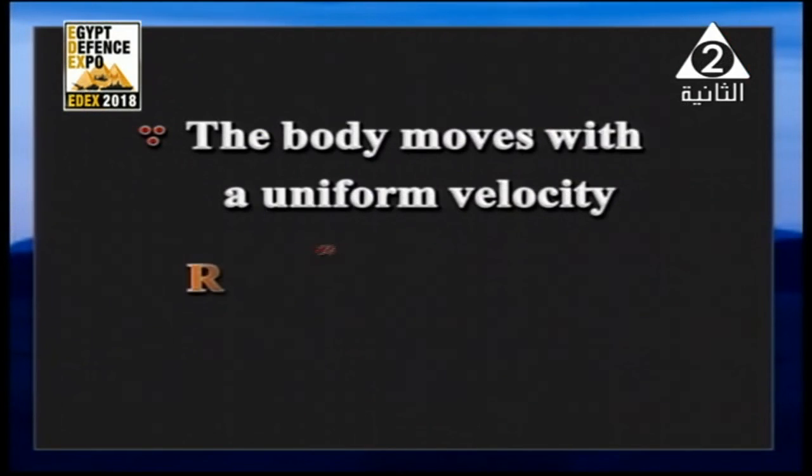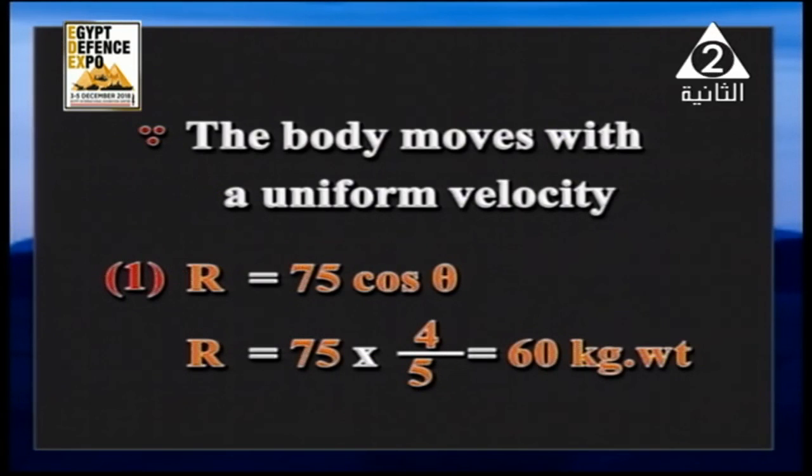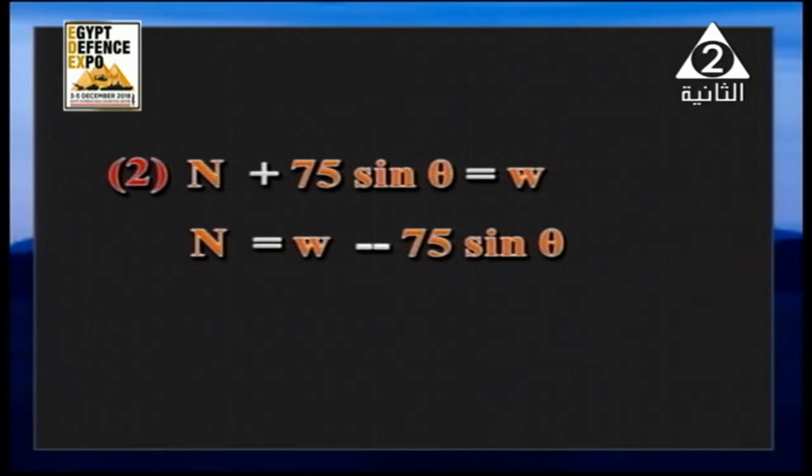The body moves with uniform velocity. What do you mean? R equals 75 cosine theta. Therefore, from the given, tan theta equals 3 over 4, therefore cosine theta equals 4 over 5. Find R. R, the resistance, equals 75 cosine theta equals 75 times 4 over 5 equals 60 kilogram weight. N plus 75 sine theta equals W. The second equation of the motion is N plus 75 sine theta equals W.